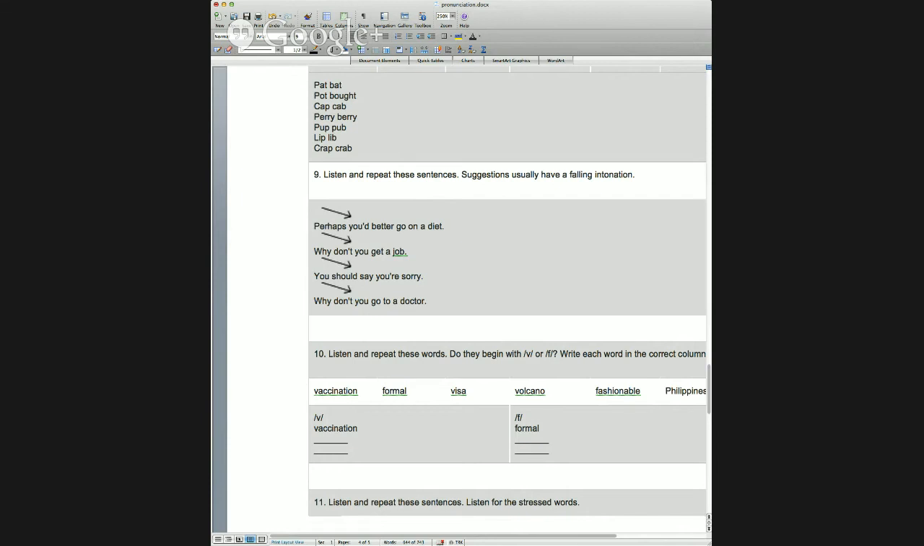Good. Why don't you go to a doctor? Excellent. I'm failing all of my exams. Why don't you go to a teacher? Good. All right. Why don't you go to a teacher? All right. Why don't you study a little bit more? Oh, you should study a little bit more. Yeah. You should study a little bit more. Right? You should study. Okay. Good.